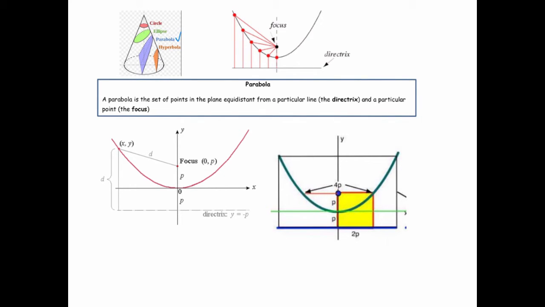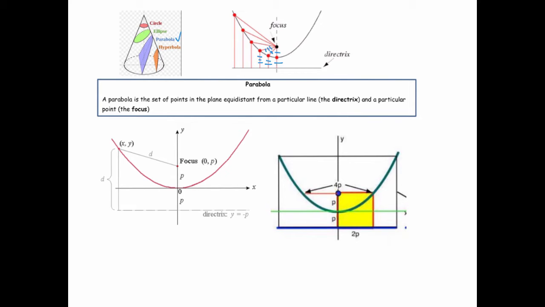Now each conic has its own unique definition within the XY plane, and from this definition, or description, we're going to derive its unique algebraic equation. A parabola is a set of points in the plane equidistant from a particular line, called the directrix, and a particular point, called the focus. Above here you can see a horizontal line, that's the directrix, and then the black point is the focus. All the points that are equidistant from the directrix and that focus trace out the parabola.